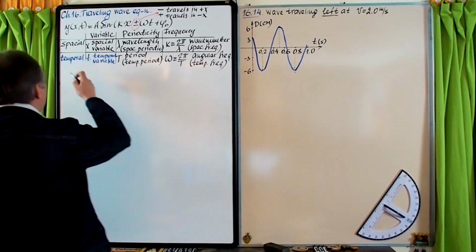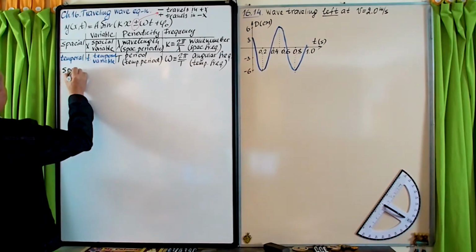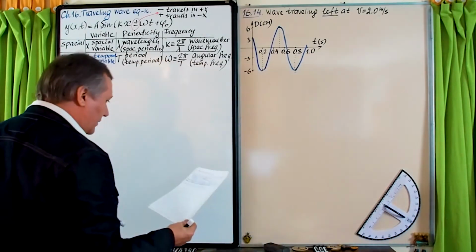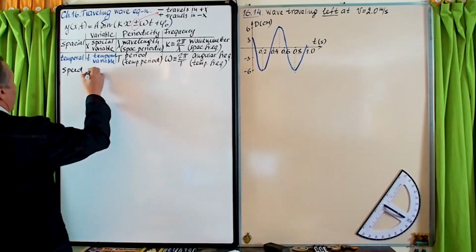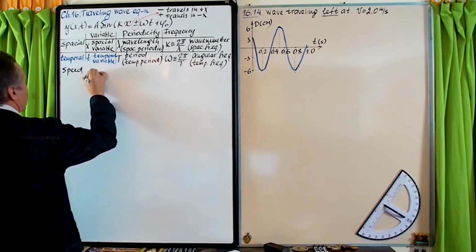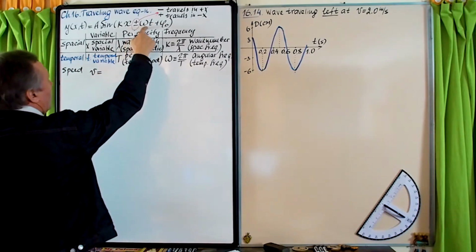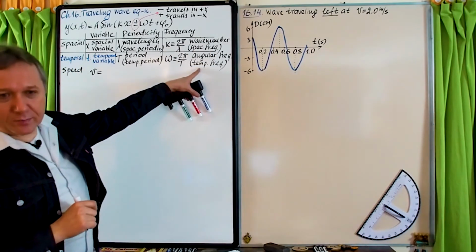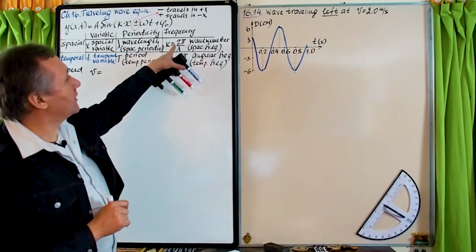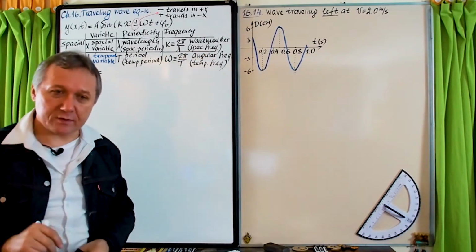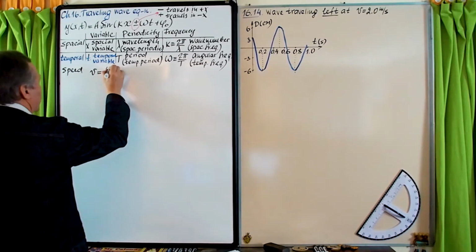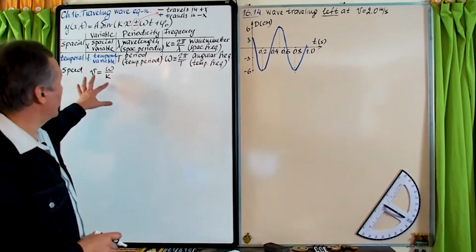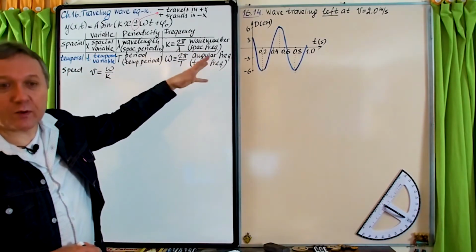Right, so let me write that down. So speed. Speed can be found in two ways. First, speed v equals omega, which is temporal frequency, divided by k, which is spatial frequency. Just a ratio of these frequencies. Omega divided by k. So that's one way of finding speed. Again, you see, we mixed spatial and temporal, but now frequencies.